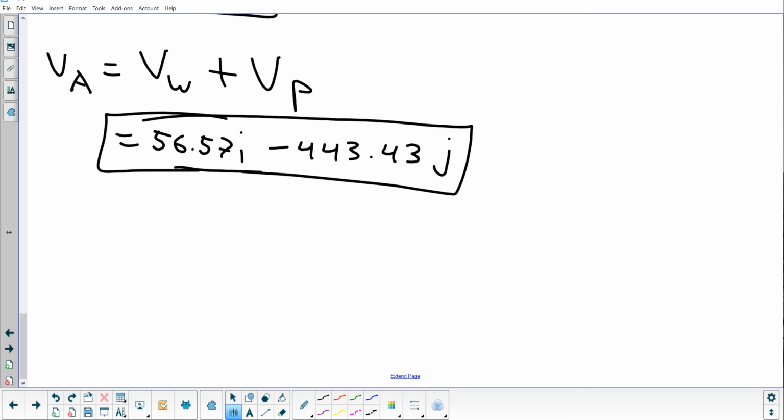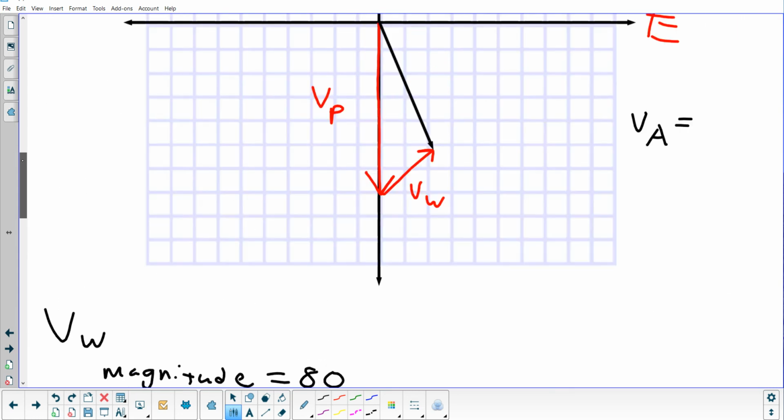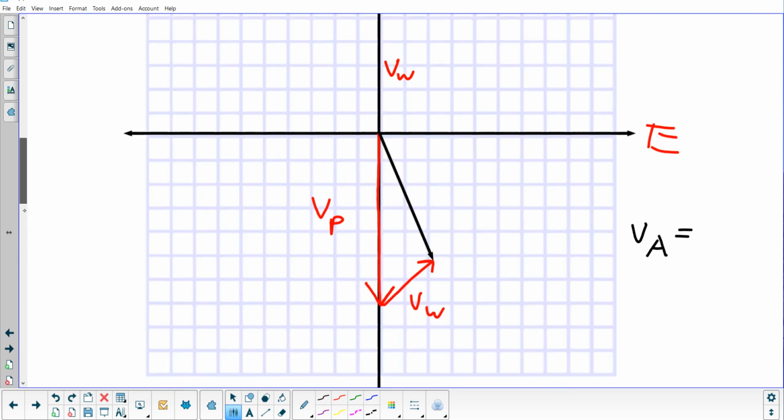Okay, so now you have the vector in black. Any question on how we got that? Now, one thing they wanted to know is, what is the actual ground speed of the plane? Well, that's the magnitude of the vector in black. Tell me how long that black vector is.